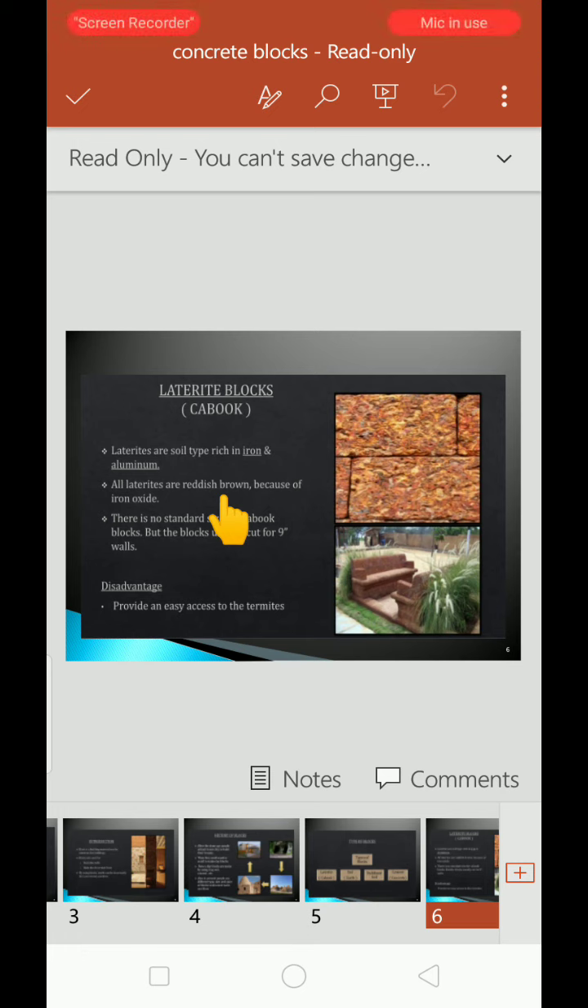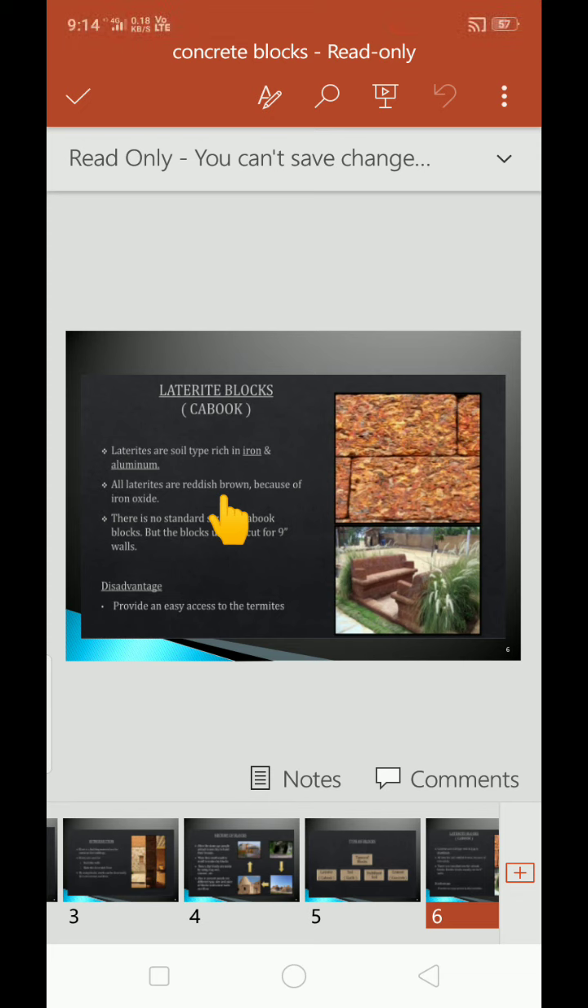This kind of block is available in the Konkan region, at the coastal areas. Here laterite is a soil type rich in iron and aluminium, and all laterites are reddish or brown because of iron oxide. It is in a reddish or brown color because iron oxides are present in the soil.